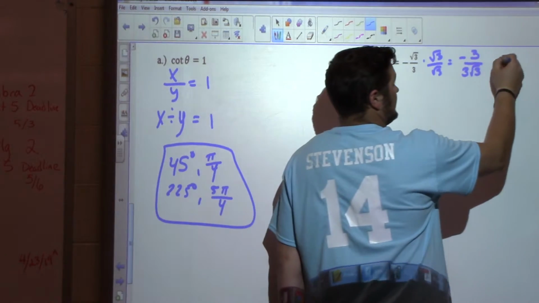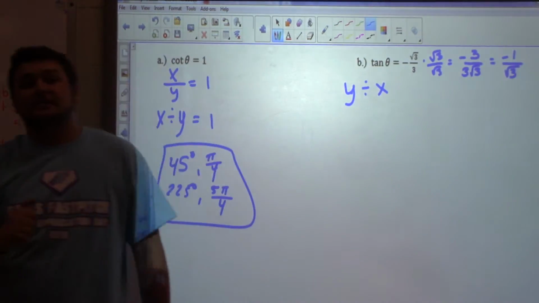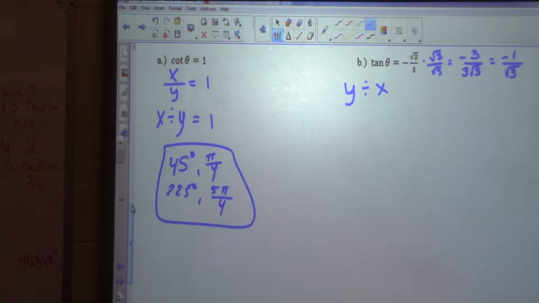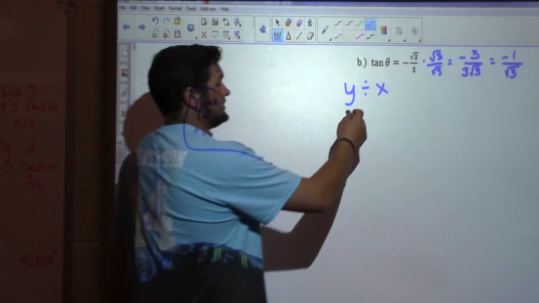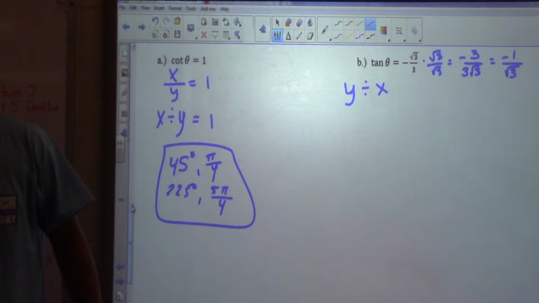And I'm going to simplify it. I'm going to get -1 over square root of 3. So what that tells me is after I do my division, that's what I should have. When I do y divided by x, I should get -1 over the square root of 3. Okay?